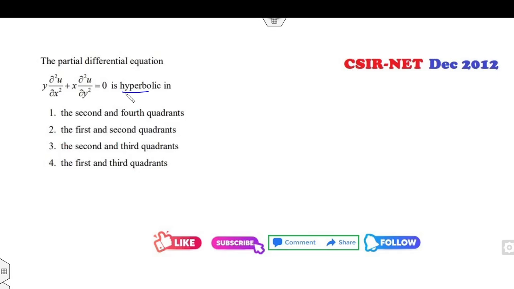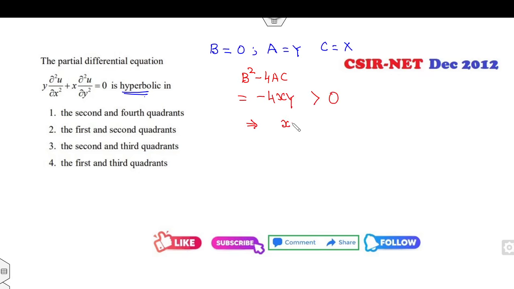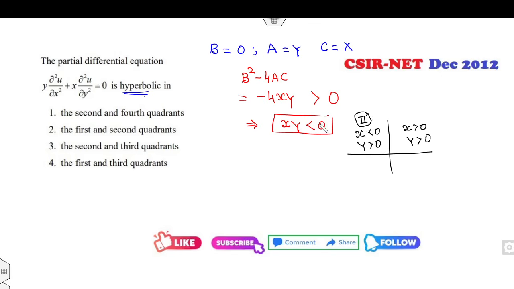Okay, the partial differential equation is parabolic. So what is b? 0, a is y, c is x. Then b square minus 4ac is minus 4xy. We need a hyperbolic. That means x times y should be less than 0. Fine. Now look at the quadrants. In the first quadrant, x is positive, y is positive, but we need less than 0. In this case, x is negative, y is positive. That means the second quadrant is hyperbolic.